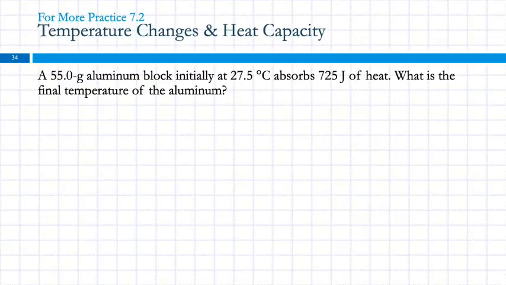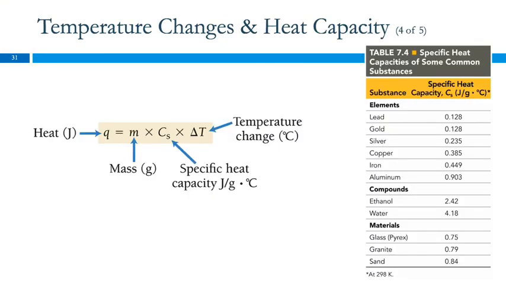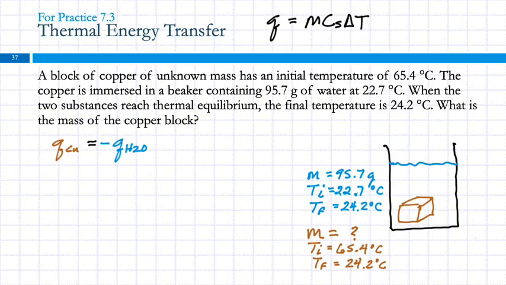So back to our table. Our friend table 7.4. So for water, it's 4.18, and for copper, it's 0.385. So specific heat capacity for the copper, 0.385 joules per gram degree Celsius. And for the water, it's 4.18 joules per gram degree Celsius.